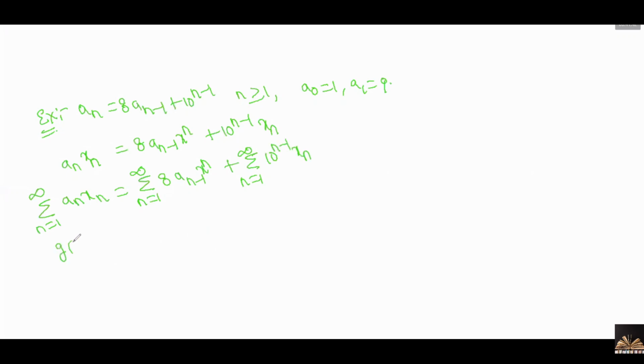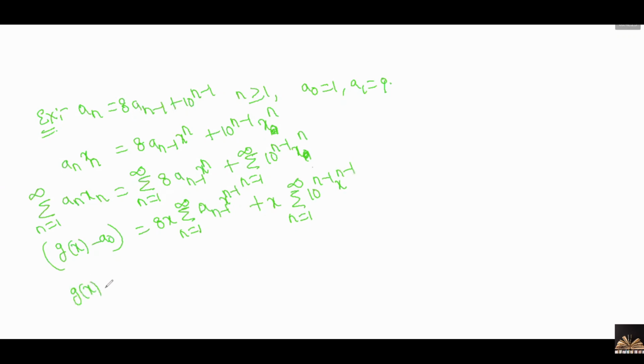Now it can be written as g of x minus a0 is equal to 8x into summation of n is equal to 1 to infinity a n minus 1 into x power n minus 1, plus here also the suffix and the powers are different, so you can multiply and divide with x so that you will get summation of n is equal to 1 to infinity 10 power n minus 1 into x power n minus 1. Sorry, you're multiplying with x power n, so it becomes x power n minus 1.